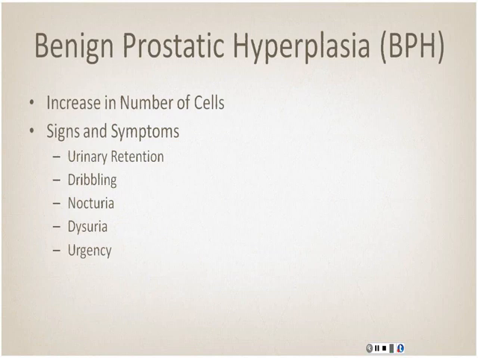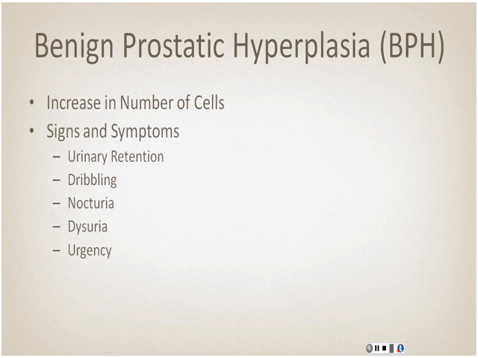So BPH, this is a slow increase in the number of cells, and it's an enlargement of the prostate gland. It's a normal process in older men, and it affects about 75% of men that are older than 70. Signs and symptoms include urinary retention, dribbling, nocturia, dysuria, and urgency. Nocturia is where they have to go frequently at night.